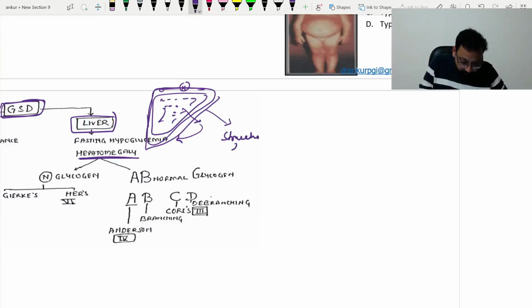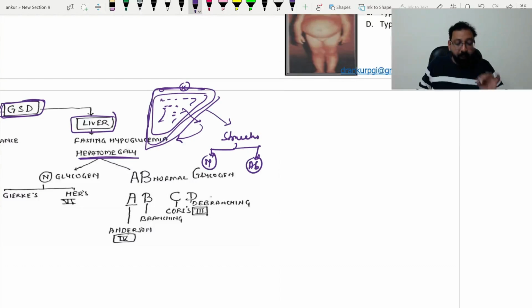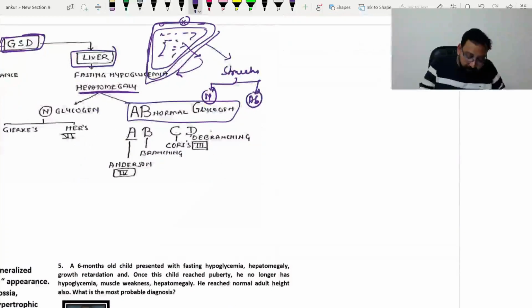Structure of glycogen may be normal or abnormal. Liver glycogen storage disease: the patient presented with fasting hypoglycemia, hepatomegaly. You took a liver biopsy, and the liver glycogen was abnormal. If abnormal glycogen is there, it may be either Anderson disease or Cori's disease.